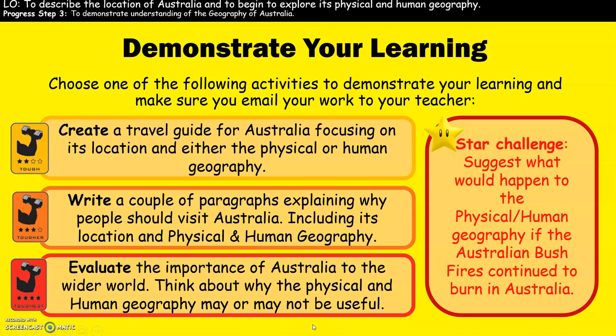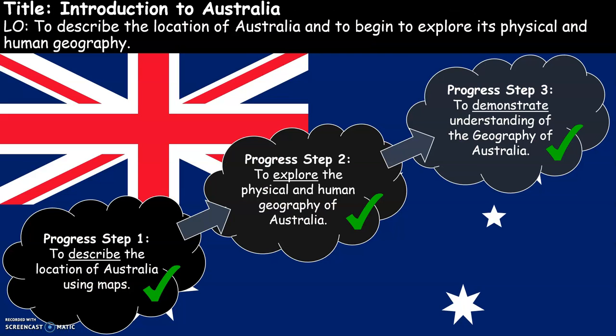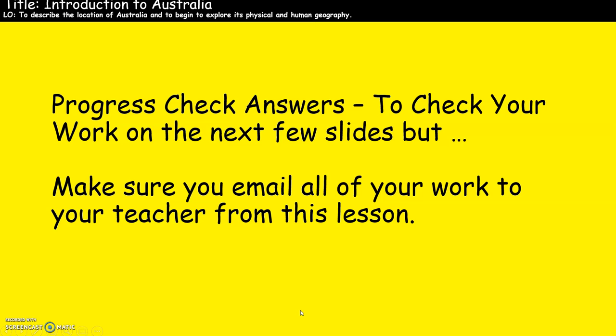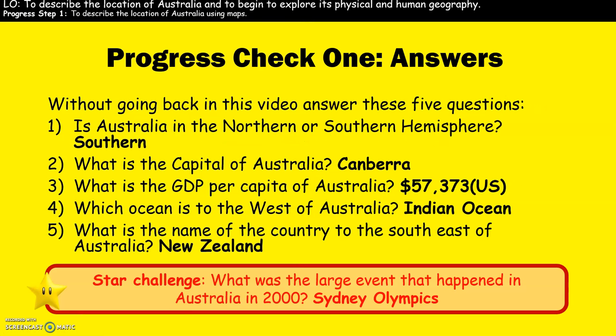Okay, so hopefully you've managed to complete one of those tasks. So we've done all our progress steps, which is fantastic. Last thing I want you to do is a 3-2-1 plenary. So 3 facts from this lesson, 2 keywords you've used, and 1 question that you still have, and write those down. So if you pause the video now and get those down. So just finally, remind you to send your work to your teachers, and here are the last answers.